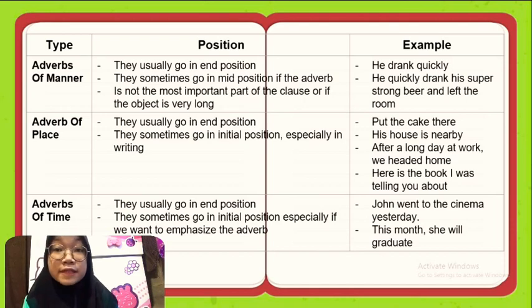They are: first, adverb of manner. Position: they usually go in end position. They sometimes go in mid position if the adverb is the most important part of the clause or the object is very long. Example: he drank quickly.